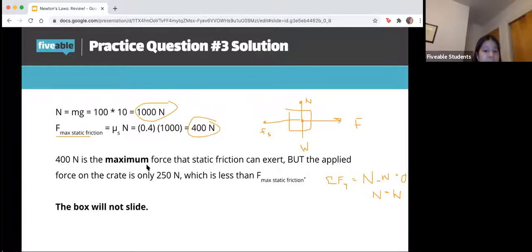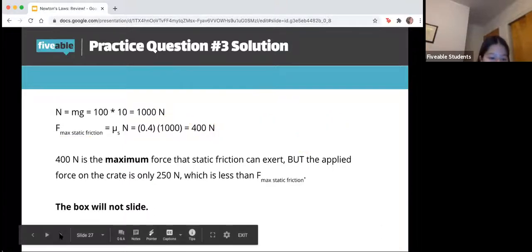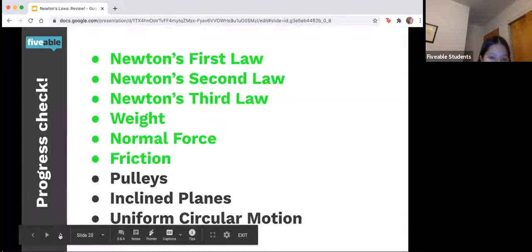400 is the maximum. But we are only pushing at 250, meaning the static friction force is strong and our arms are not pushing enough, so the box is not going to slide. So that's how you would solve that. I think that one was a fun little one. All right, we're almost there. Three more topics, and then we're done. I know we've been here for a while, so yes, go ahead.